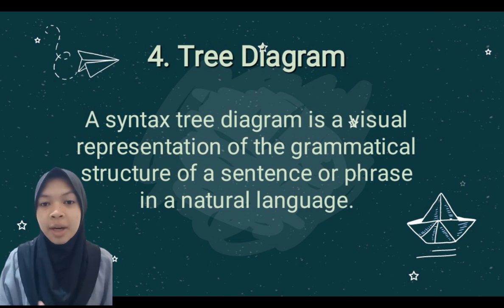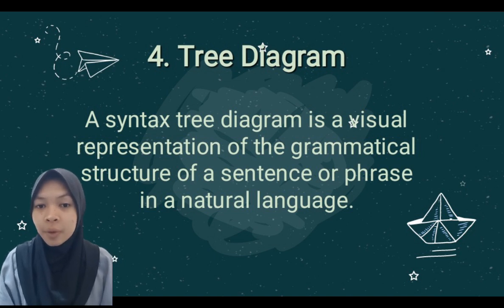So the last topic is about tree diagram. A syntax tree diagram is a visual representation of the grammatical structure of a sentence or phrase in natural language. It is a hierarchical tree structure that illustrates the relationship between different linguistic elements within the given sentence. The tree diagram is commonly used in linguistics and computational linguistics to analyze and represent the syntactic structure of a sentence.